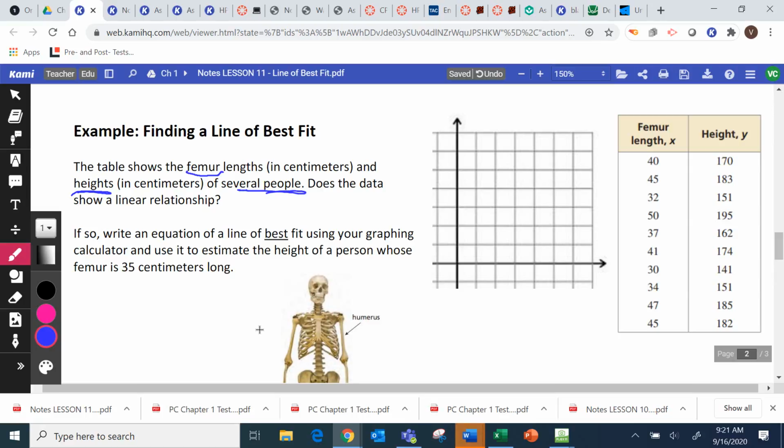Let's use some common sense. Do you think that the length of this bone right here could correlate to how tall I am? Probably. Because if I have a really, really long bone here, I'm probably not really, really short. Right? There's probably a correlation there.